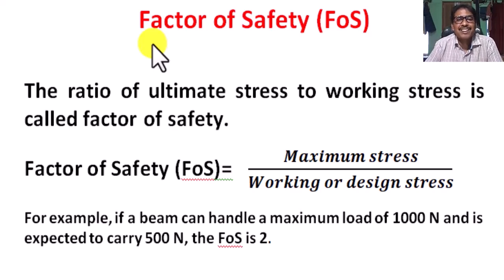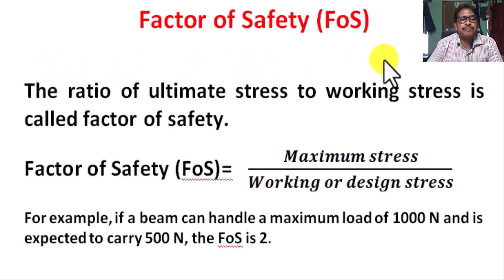Hello student, today we are going to learn an important topic, factor of safety, under machine design. The ratio of ultimate stress to working stress is called factor of safety. Ultimate stress is the maximum stress a material can withstand before failure.